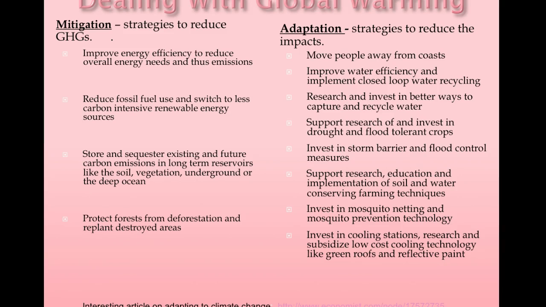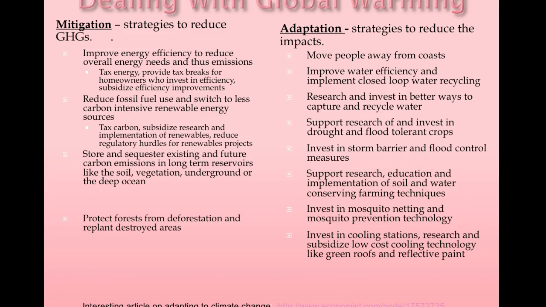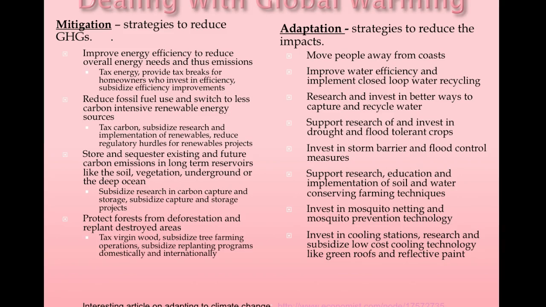So in dealing with climate change, there's mitigation or strategies to reduce the greenhouse gases, improve energy efficiency. You can do stuff like tax energy, provide breaks, those sorts of things. So again, jot down a couple of these as methods for individuals or corporations or governments to reduce greenhouse gases. Reducing fossil fuels, store and sequester existing and future carbon emissions, protect forests from deforestation and replant destroyed areas.